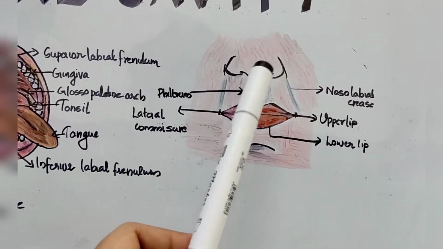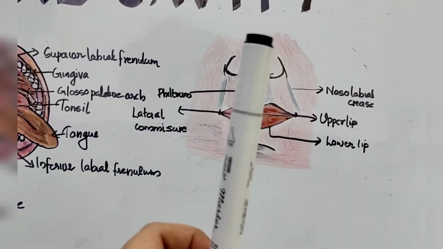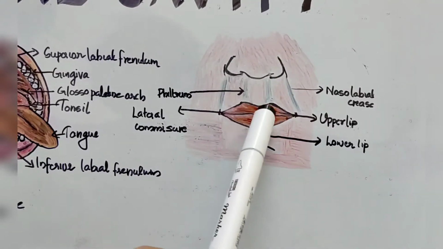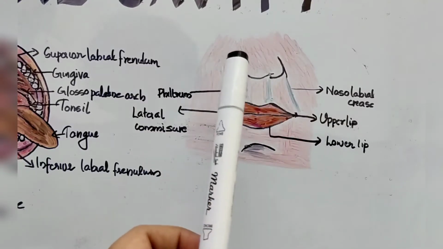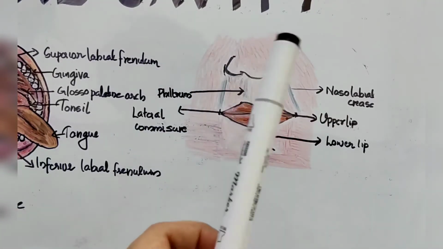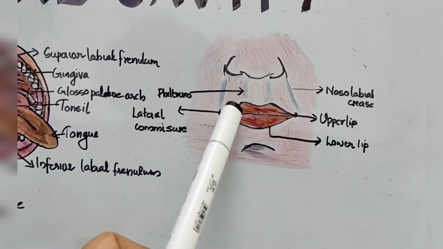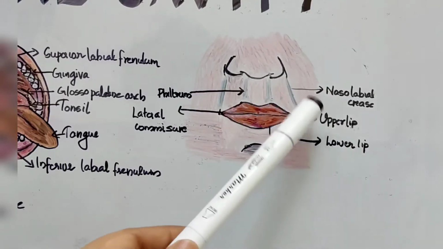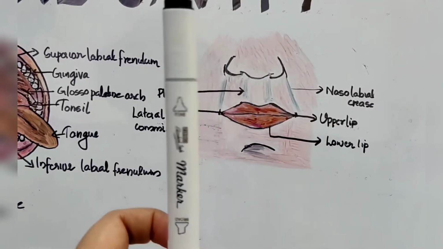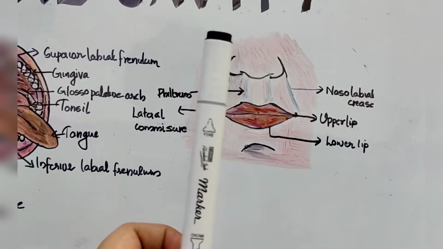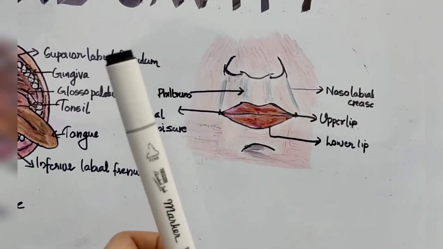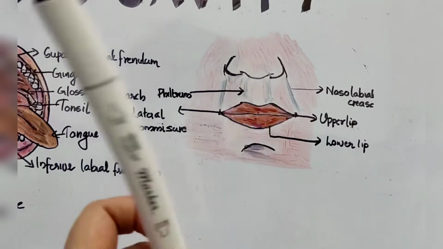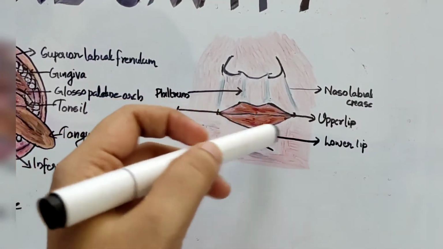Outside there is skin, then the superficial fascia, and the third layer is the muscular layer which contains the orbicularis oris muscle. Beneath that there is the submucosal layer which contains blood vessels as well as glands, and the innermost layer is the mucous membrane layer. So the layers are skin, superficial fascia, orbicularis oris, submucosa which contains blood vessels and glands, and the innermost mucous layer. The lips bound the oral fissure.